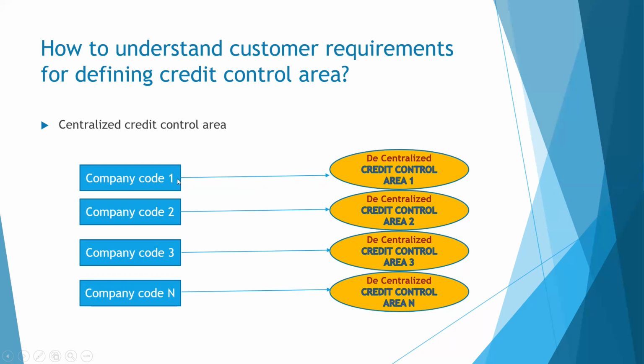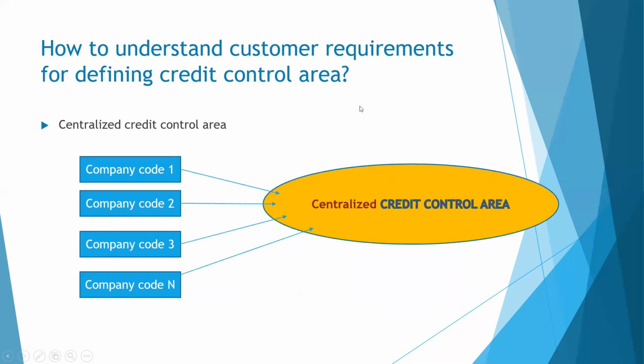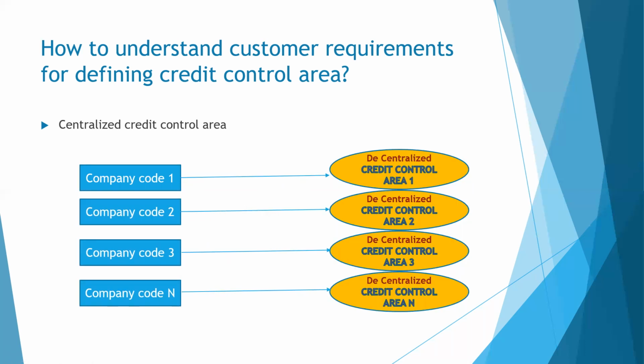If you see decentralized, under this company code, if you find 5 sales areas, the calculation for those 5 sales areas will happen in this particular credit control area only. In a similar way, you will have it like this. If you go back to the previous slide, it is centralized, only one credit control area. Decentralized, you can define company code wise. This is how you have to do it.